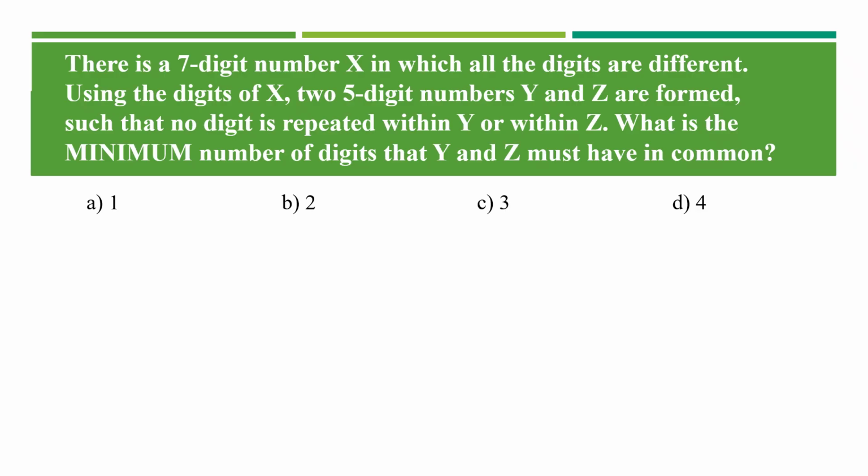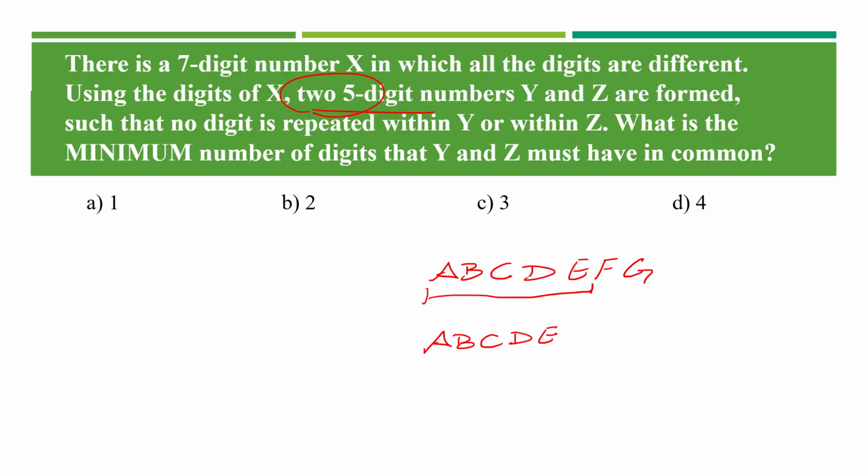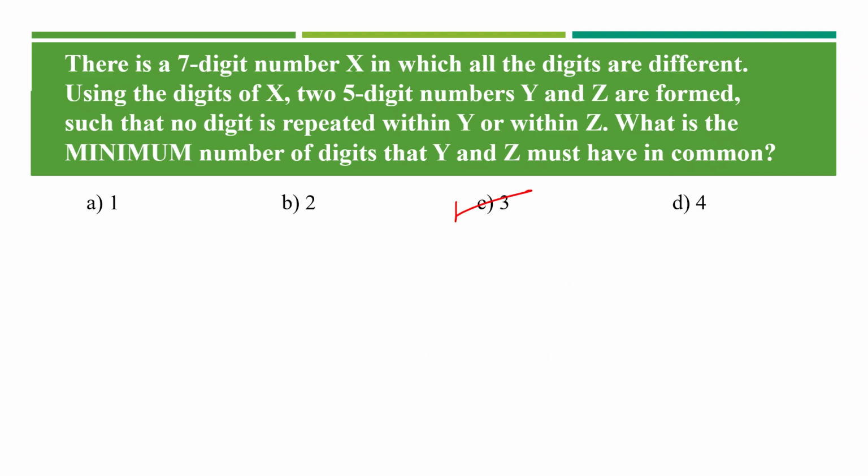There is a 7-digit number X in which all the digits are different. Let me note down A, B, C, D, E, F, G, 7 letters. All are different. Using the digits of X, two 5-digit numbers are formed. Let me say A, B, C, D, E is a 5-digit number. Since they have asked for two 5-digit numbers, let the next one be C, D, E, F, G, another 5-digit number. No digit is repeated within the same number. What is the minimum number of digits that X and Y must have in common? Obviously, it's 3. So I go with option C. Great. I repeat, option C.